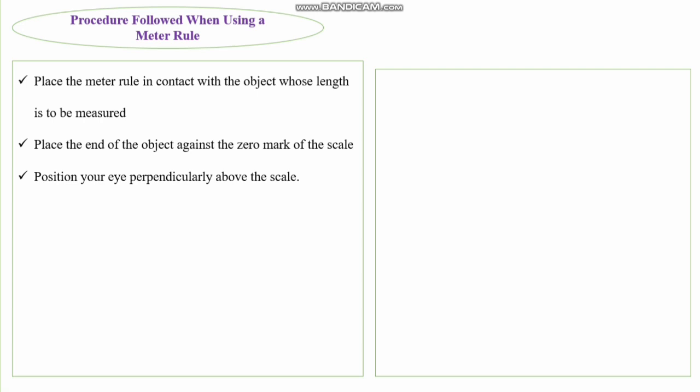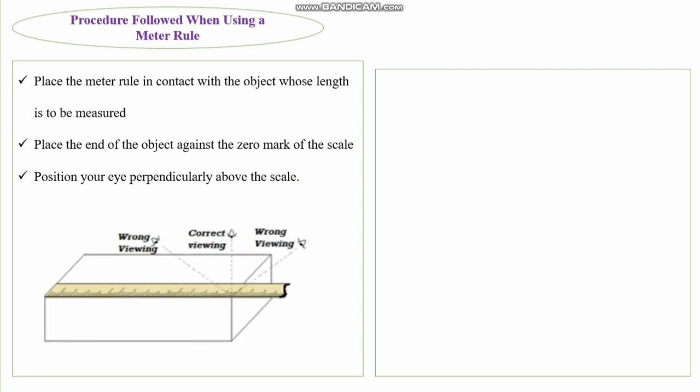So when you are taking the reading, after placing the meter rule in contact with the object, and after placing the end of the object against the 0 mark, now it's time to take the reading. You must make sure that the line between your eyes and the meter rule is perpendicular to obtain the accurate reading. So the image below is a typical example of how you should take reading.